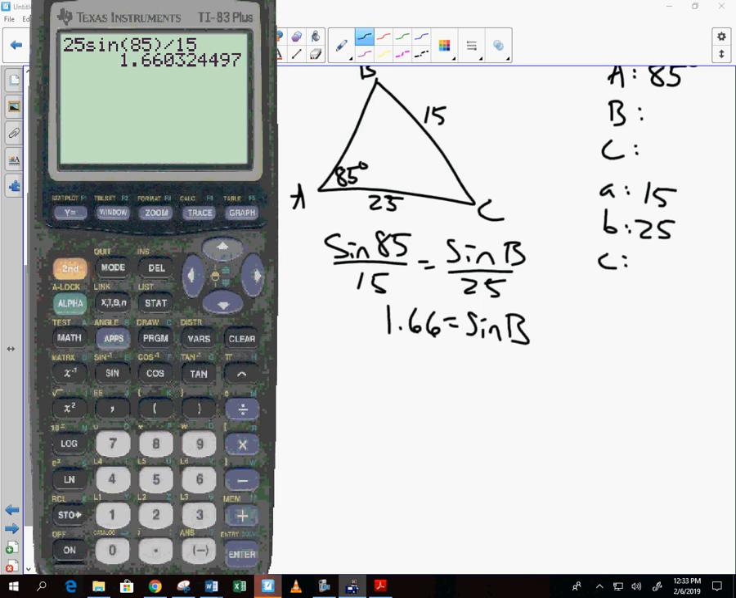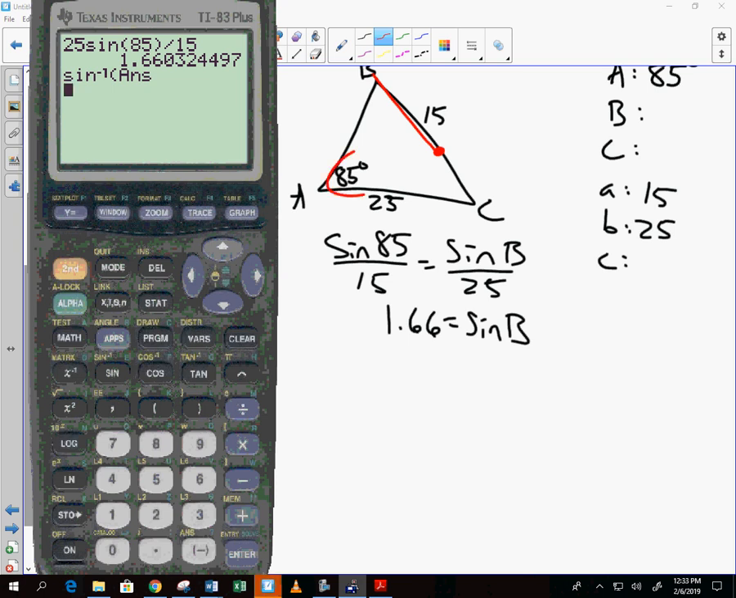And Sam said what? Why? It's bigger than 1. Sine can't be a value bigger than 1. If you try to inverse that, notice what you get. You get an error. It doesn't like it. Okay? You're worried you made a mistake. Well, what it tells us is that we drew a triangle that was impossible. There's no way we could connect this 15 all the way down the other side. It won't reach. It's impossible.